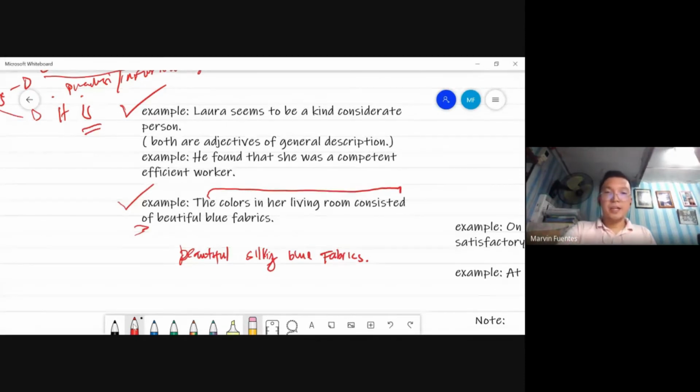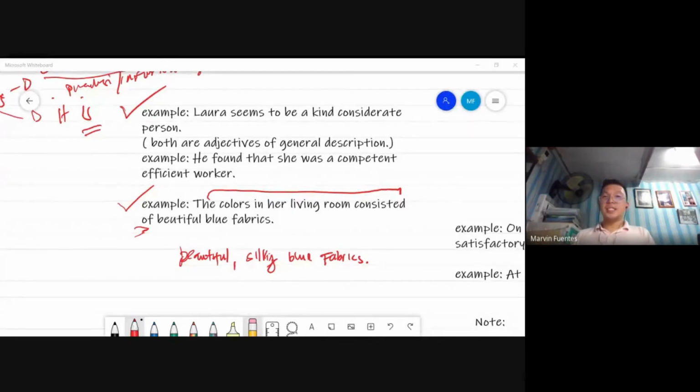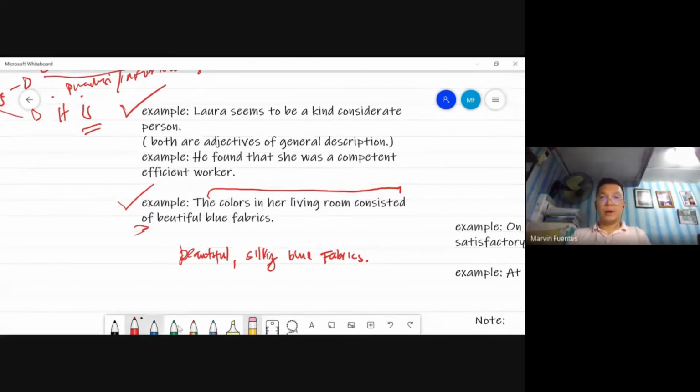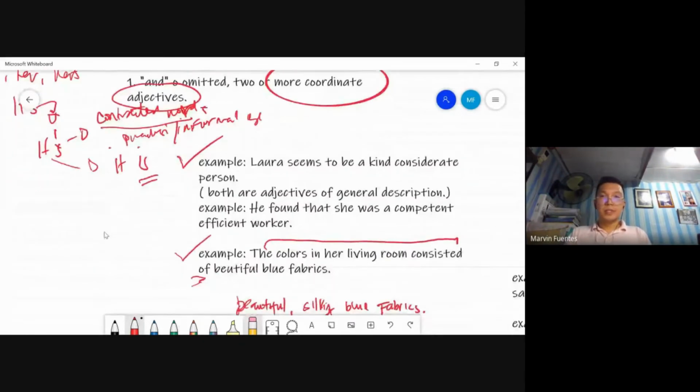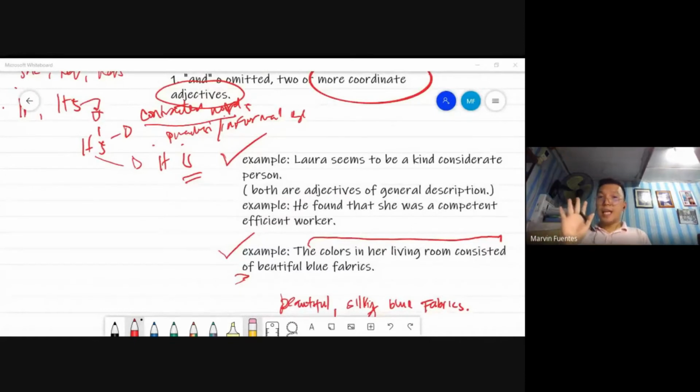Alright? So, beautiful and silky blue fabric. Meaning beautiful and soft, blue-colored fabric. Then, that is an end omitted ruling. Nothing else. That's it. Alright? Now, the end omitted is clear. There are no other rulings. That is all.